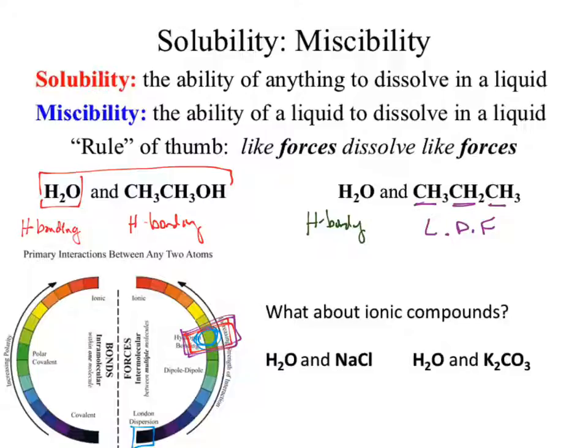When we look at water and ethanol and propane, all three of those involve covalent bonds, not ionic. Okay. So typically when we're looking at our solubility versus miscibility, we're referencing covalent bonds or covalent bonded compounds. What happens if we bring in ionic compounds? What is the solubility of sodium chloride in water?